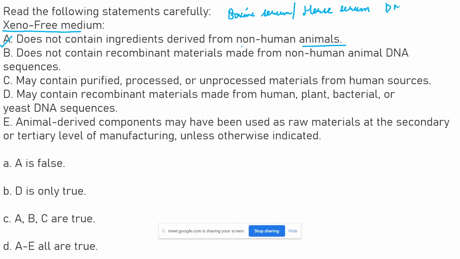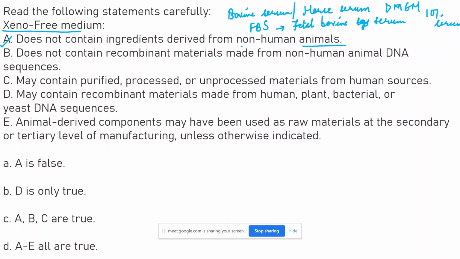For example, in DMEM, we add 10% serum. We use this FBS. This is the term which you will hear routinely in cell culture labs. So FBS is fetal bovine serum. But if we add FBS to our media, then it will not be a xeno-free medium because this serum is derived from bovine. So this statement is correct. A xeno-free medium will not contain ingredients which are derived from non-human animals.